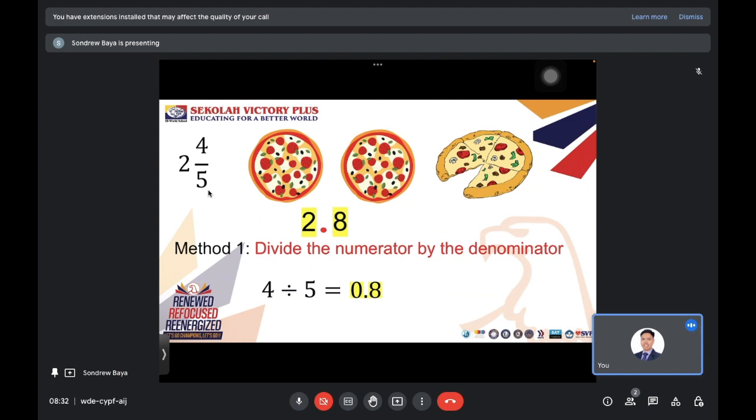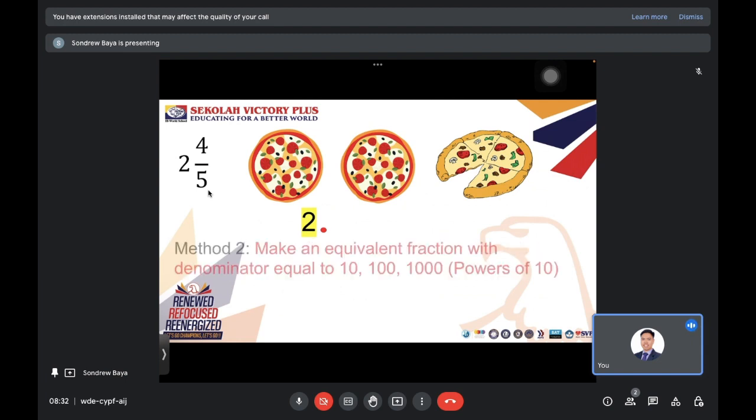Let's have the second method. So what is the second method? The second method is to make an equivalent fraction with denominator either 10, 100, or 1000, or powers of 10. Take note, when you talk about powers of 10, it's 10 to the power of 1, which is 10, 10 to the power of 2, which is 100, and 10 to the power of 3, which is 1000.